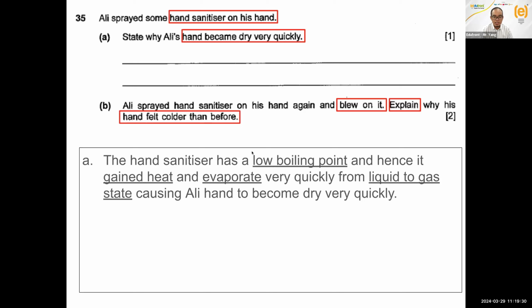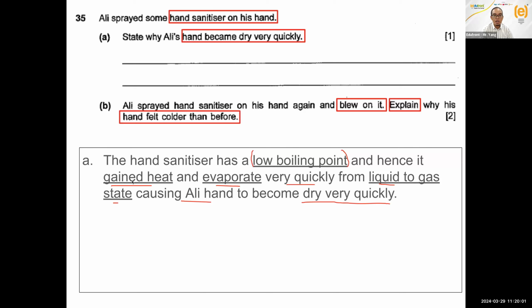So that is the first part of the answer. The hand sanitizer has a lower boiling point, and hence it gains heat and evaporates very quickly, changing state from liquid to gas, causing Ali's hand to become dry very quickly. Okay, so that's the answer for part A. So I repeat, hand sanitizer has a low boiling point. Now, the part that I underline, these are the keywords.